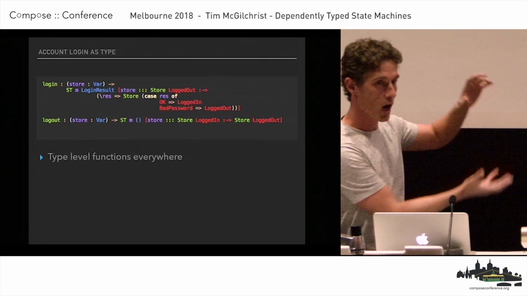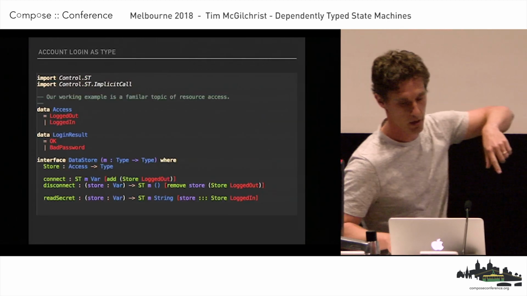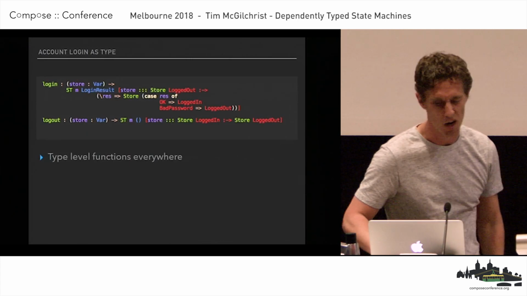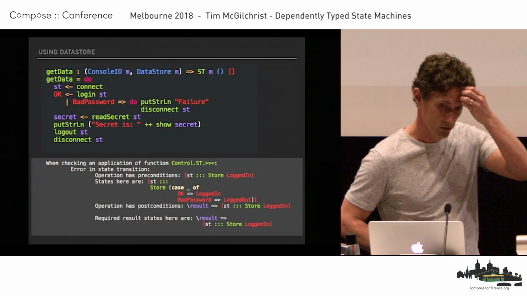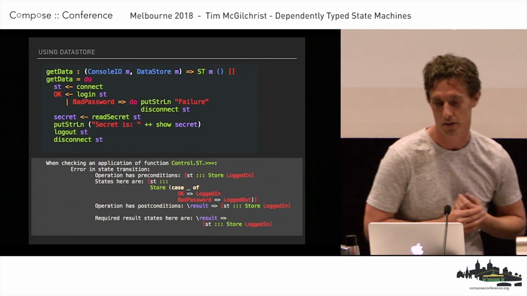So that's our type. This is encoding our state machine, and this is our equivalent type class. So let's use it for something. We want to get the data. We want to get our secret data.